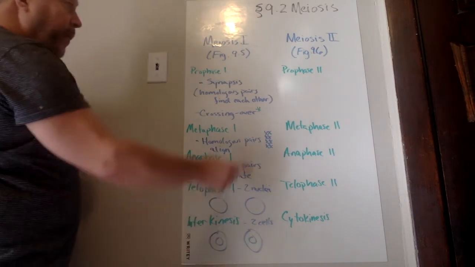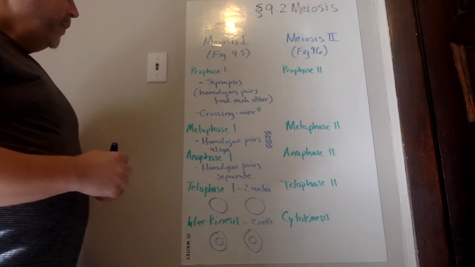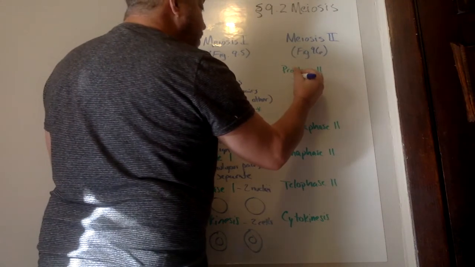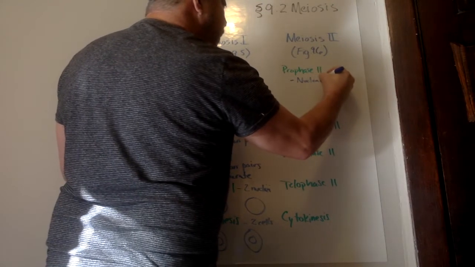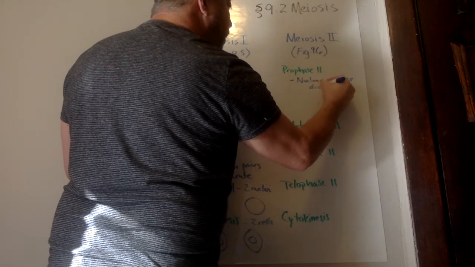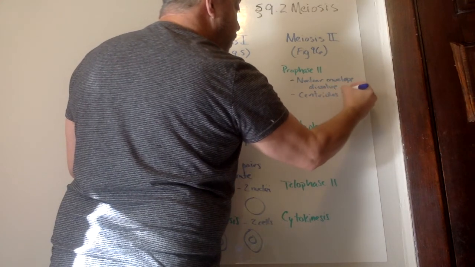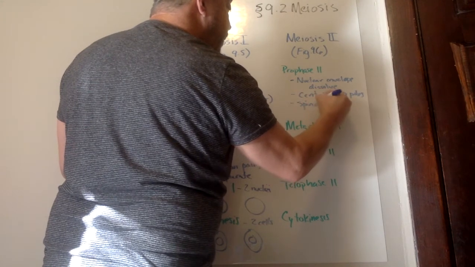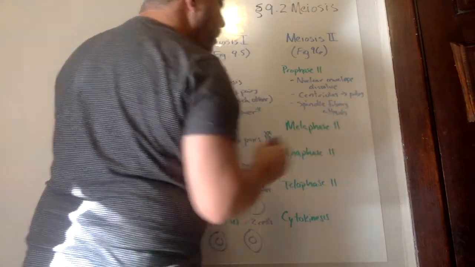So from there, we will then go to prophase 2. There is no synapsis because there are no more pairs. There is no crossing over here because there's nothing else going on. All we're going to have is the regular stuff from mitosis. So we'll have the nuclear envelope dissolve, we'll have our centrioles go to the poles, and we'll have spindle fibers attach, just like we did in mitosis.